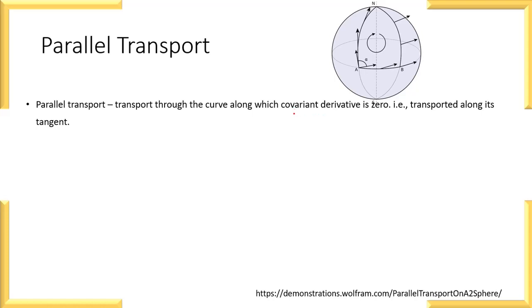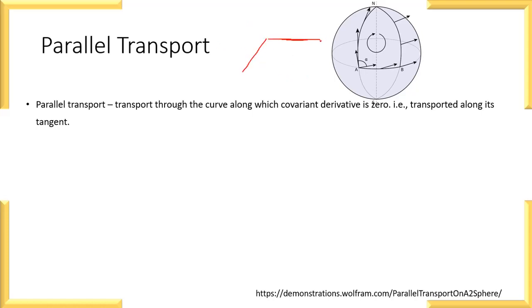We know that the covariant derivative can be expressed as an orthogonal projection of the normal derivative. So this is a part in which the derivative is zero, that is, it is transported along the tangent of a vector. Consider in the normal space.